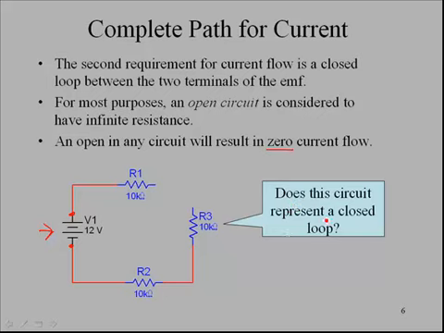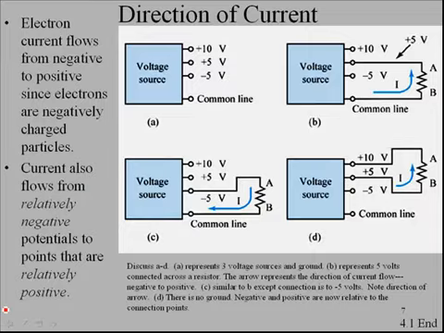I have a question here: does this circuit represent a closed loop? Quite obviously it does not. In this particular situation, there will be no current flow. This is like the hydraulic system with the pipes cut. So we could make this a complete circuit quite easily. We could go in here and draw a connection, and now we can have electron flow through this circuit, we can have a complete path, and we can do work.